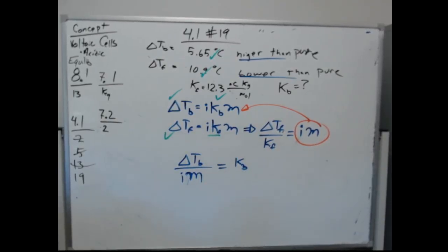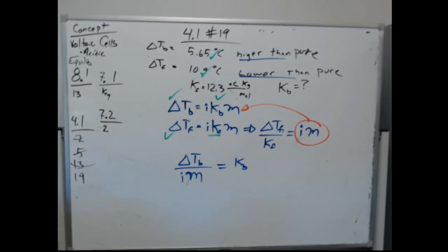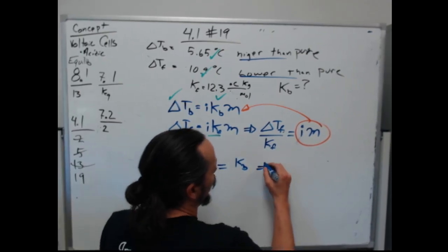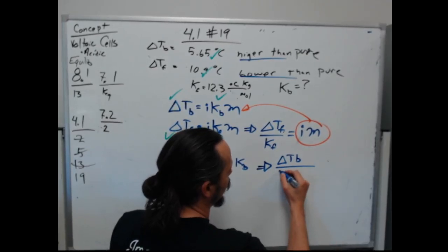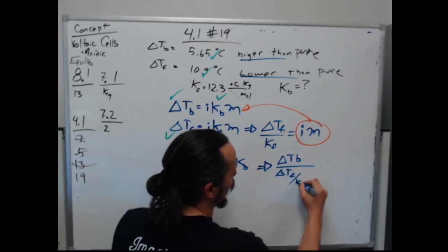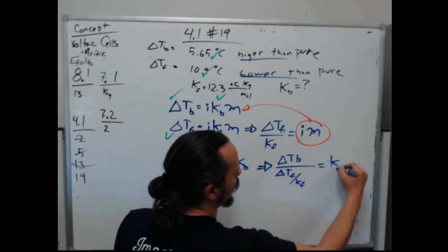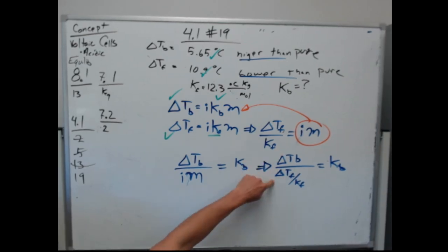And you can plug in the IM from the TF to the TB because it's the same concentration. Same solution, right? Is one solution that froze at one thing, melted at, or boiled at another thing. So I can do another substitution, and I can get delta TB divided by delta TF over KF is equal to KB. I got that number, I got that number, I got that number. Solve.